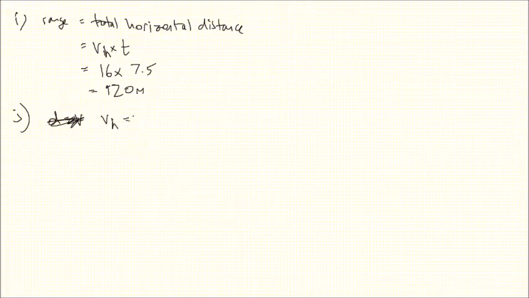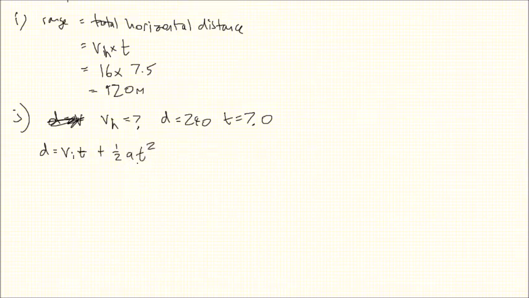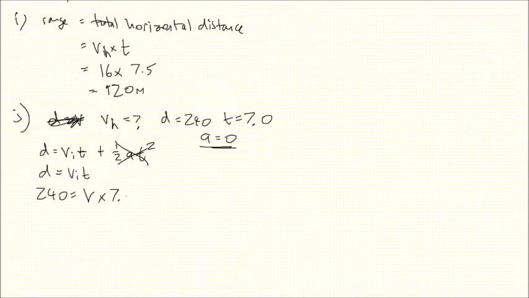If a projectile travels a range of 240 meters in a time of 7.0 seconds, what is its horizontal velocity? So horizontal velocity equals question mark, d equals 240, t equals 7.0. Again, we're going to use d equals vit plus a half at squared, but because a is 0, because it's travelling horizontally and there's no force acting, we just cancel out the half at squared term and we get the distance equals the velocity times the time.